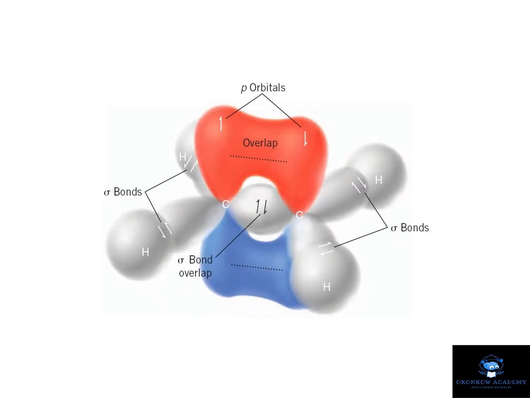Here is another rendering of ethene. Take a moment to visualize the planarity, all six atoms in the same plane. This planarity is a direct result of sp2 hybridization.